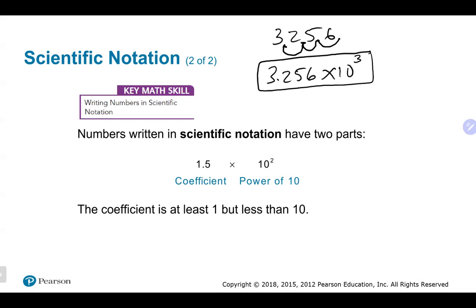By the way, I kept all those numbers because this number has how many significant figures? 4. When I wrote it like this, how many does it have now? 4. Remember, all the numbers before the times 10 part are significant. So once again, you never want to lose significant figures as you go from scientific notation to decimal or back and forth.